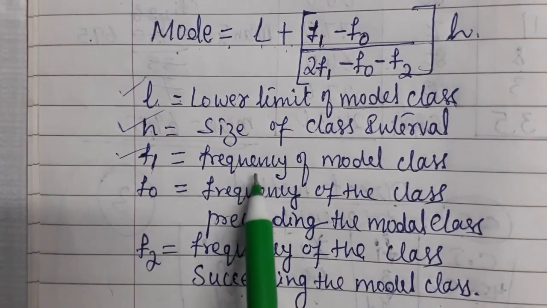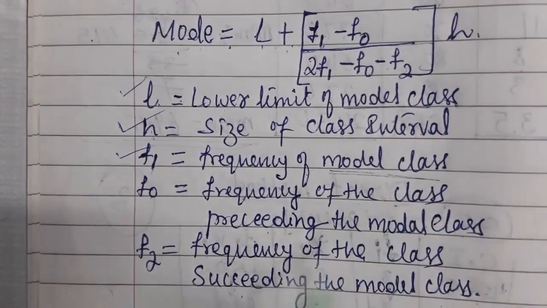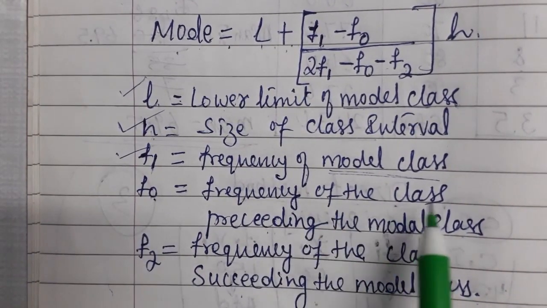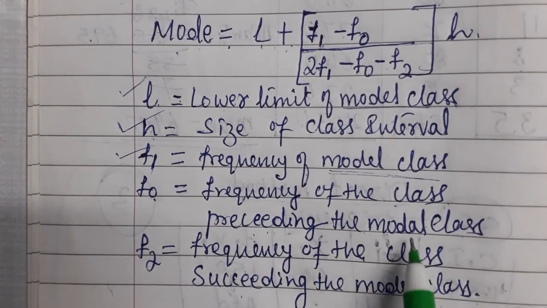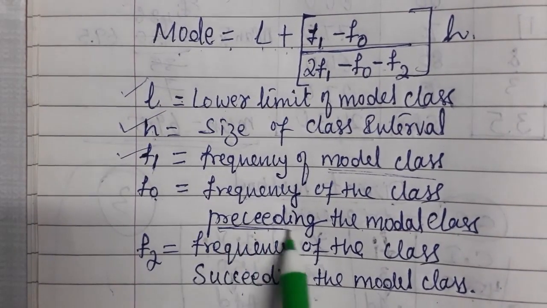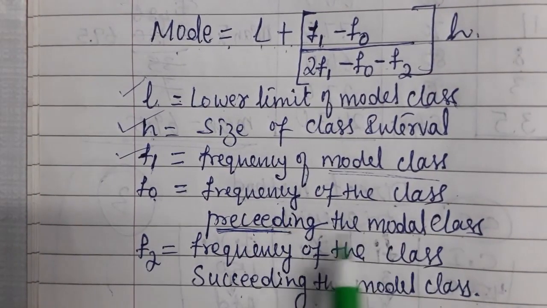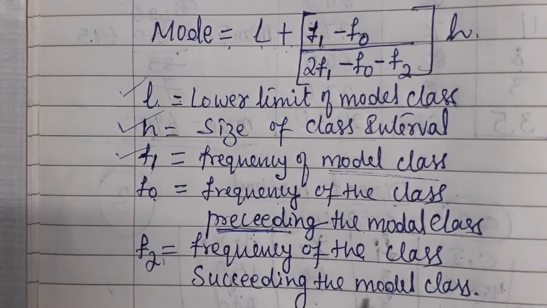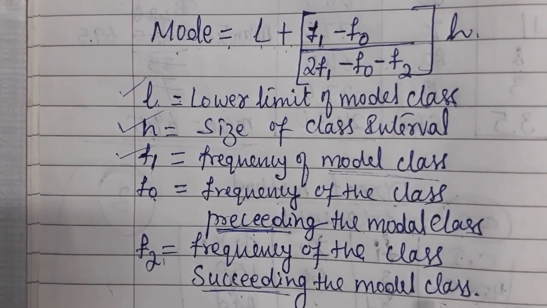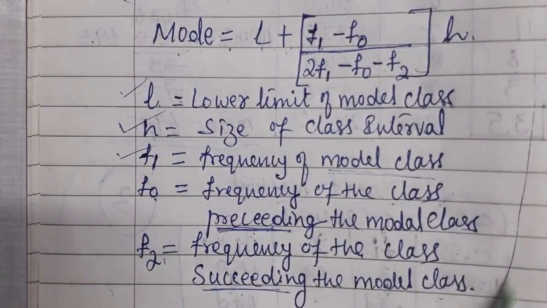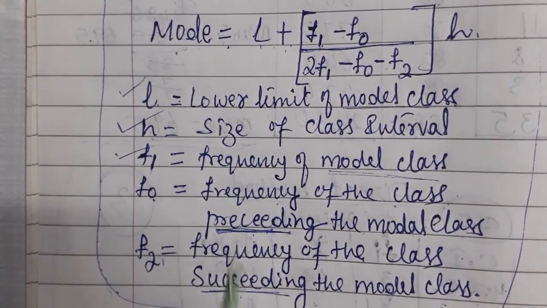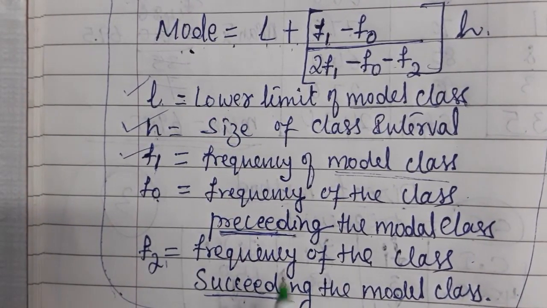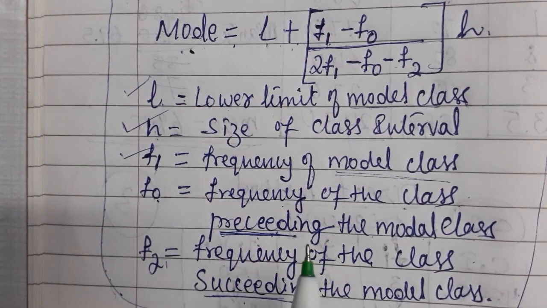Next, F1 is the frequency of the modal class. F0 is the frequency of the class preceding the modal class. Preceding means previous. F2 is the frequency of the class succeeding the modal class. Succeeding means next to the modal class. So this is what you have to remember to find the mode of the given frequency distribution table. We will definitely learn with a problem.